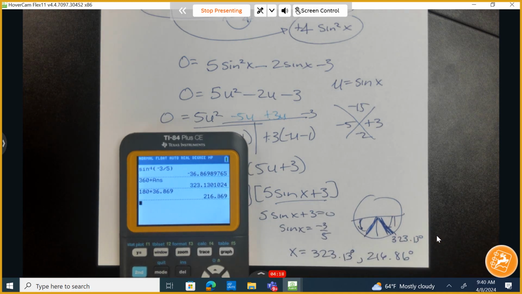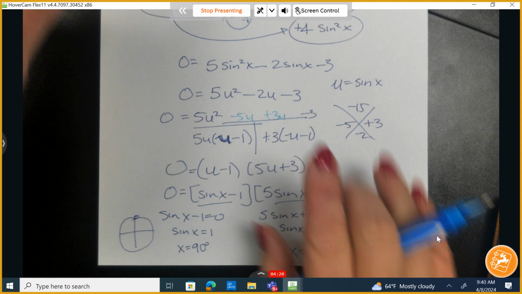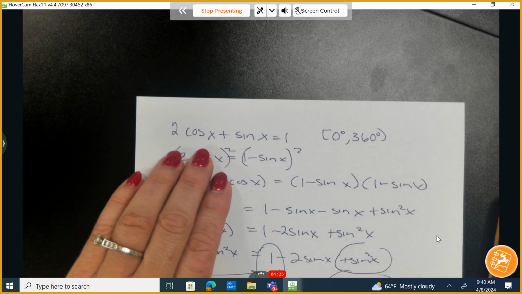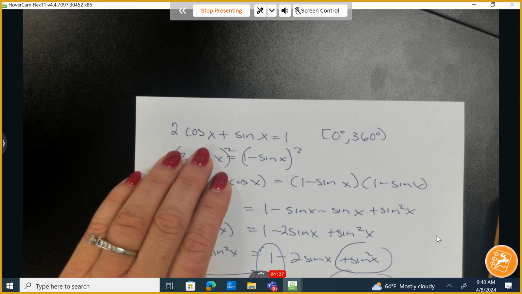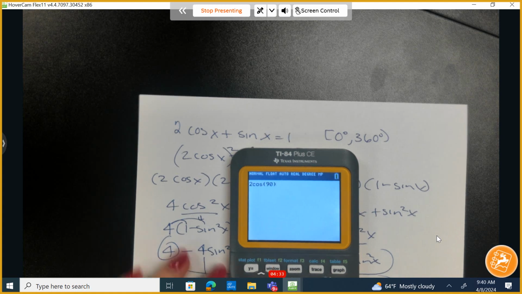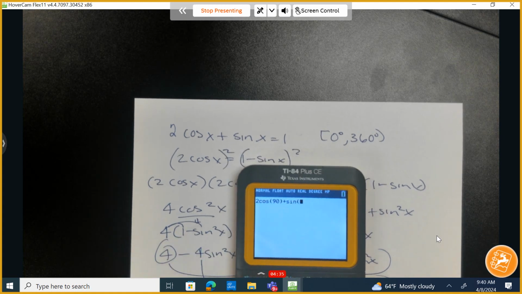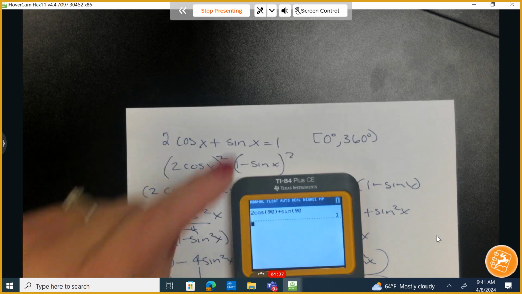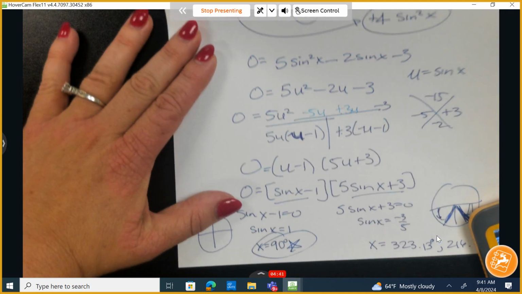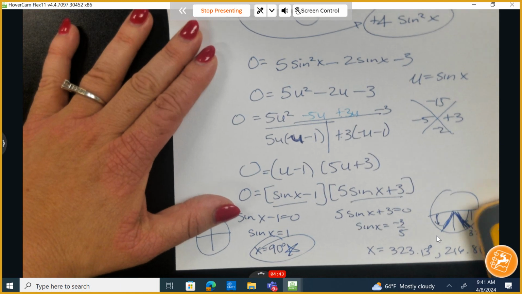So now it's time to go back and check those. So I have 3 things to check. Let's go back to this very original equation here, which is right here. And let's plug it in. So I'm going to start with 90 degrees. 2 cosine of 90 plus the sine of 90. And I want this to equal 1. It does equal 1. That tells me that this is not only tentatively an answer, it is officially an answer. Let's try the next 2.